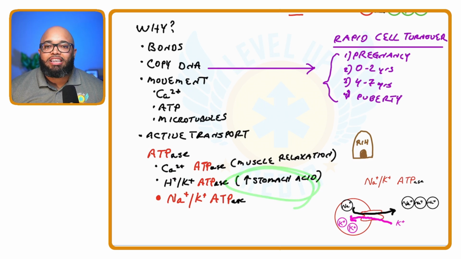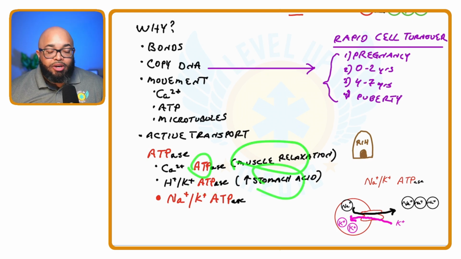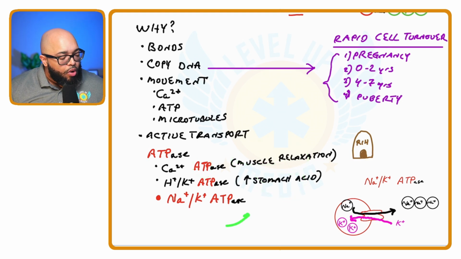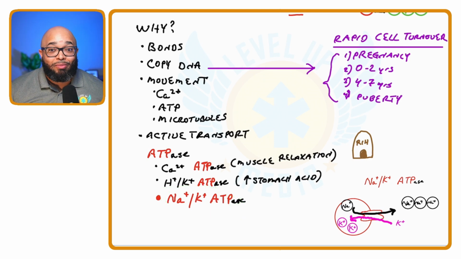Another time is, for instance, through the hydrogen potassium ATPase. This is what acidifies the stomach acid so that you can digest your food. So what we're saying is you need ATP to digest your food. You need ATP for the muscles to relax. You also need ATP to power up the sodium potassium ATPase, or the sodium potassium pump. And we're going to pick up the story from there for the rest of it, okay?